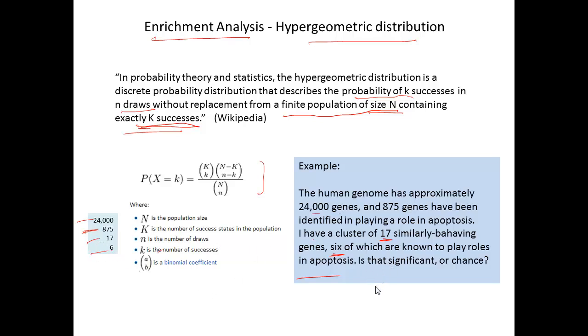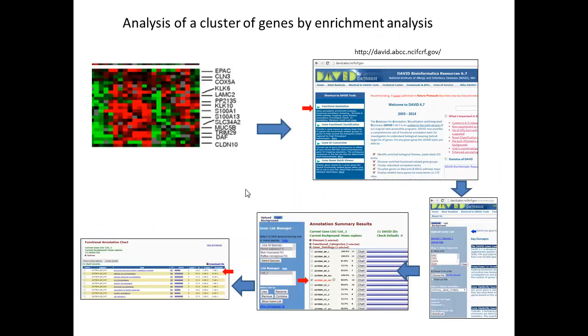Now the question is, if I find 6 genes that are involved in apoptosis out of 17, is that significant, or can I expect that just by chance? Well, you could do that using this formula. This formula is embedded in Excel, in a not super convenient way, but there are many online tools that will do this analysis for you. Here I have the cluster of genes that we're interested in, and I'm going to use an online tool. We will work together in class doing some enrichment analysis when we do the module on bioinformatics. But this is a very convenient online tool.